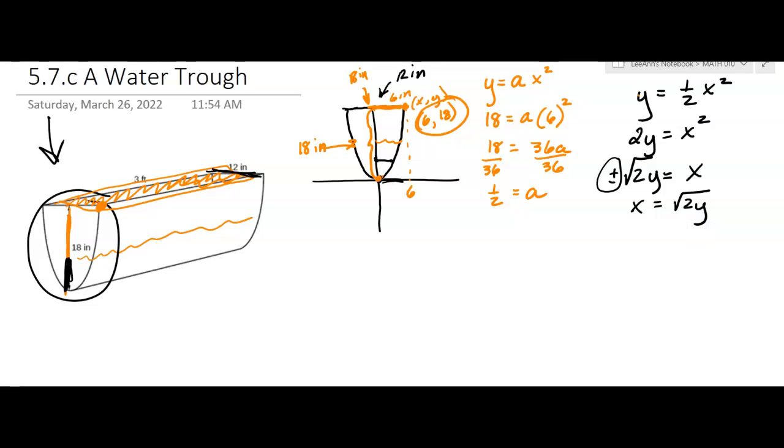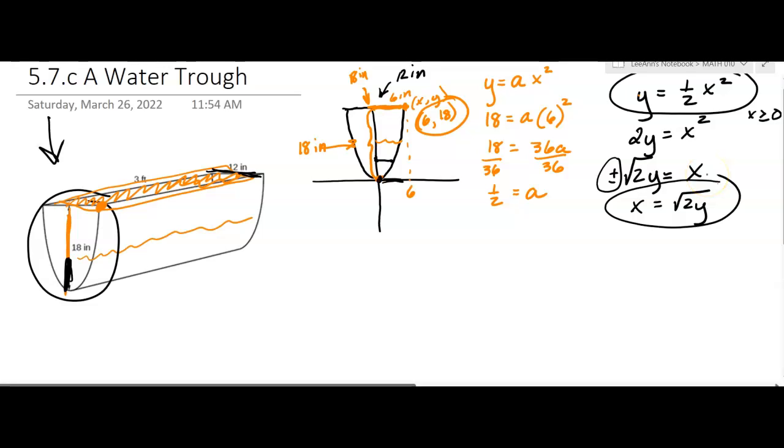Okay, so let's try to put this all together then. We have the original function for the parabola right there, and this is for when x is greater than or equal to 0. And then we have the inverse, where we've taken that and solved for x. We have this equation, x equals the square root of 2y. And again, we're only looking at the right side of the parabola, the right side of the y-axis.